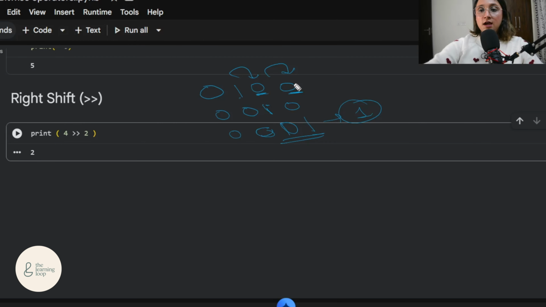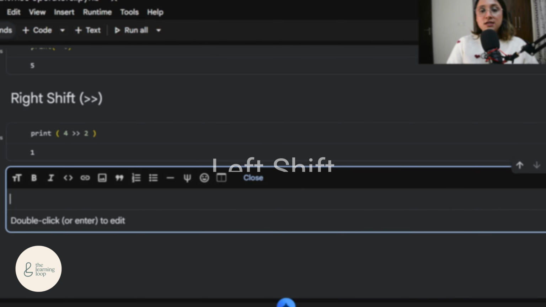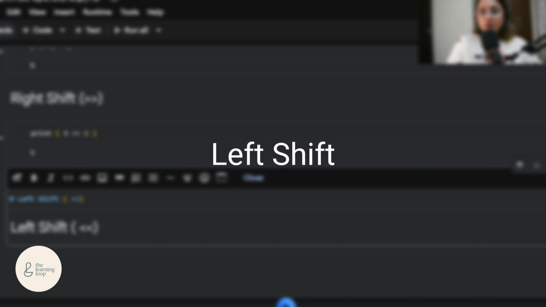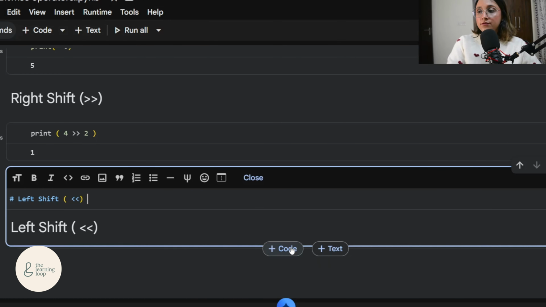Let's take that in our example as well and check how it looks. So I say 2, I'll run it, and you can see the answer is 1. The last one that we are going to discuss is the left shift, which is presented as the less than sign, and as the name suggests, it is similar to right shift. In right shift, we move the bits towards the right. In left shift, we will move the bits towards the left.